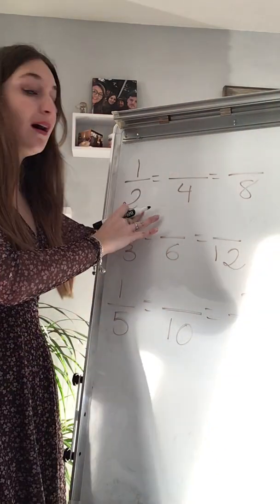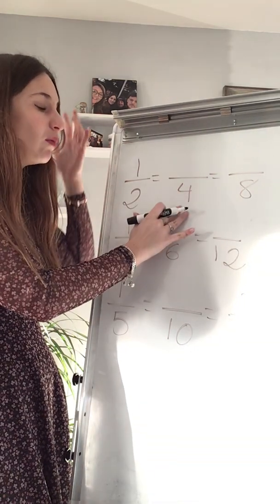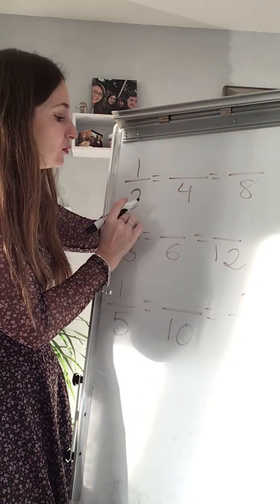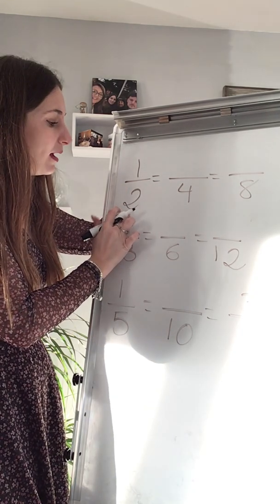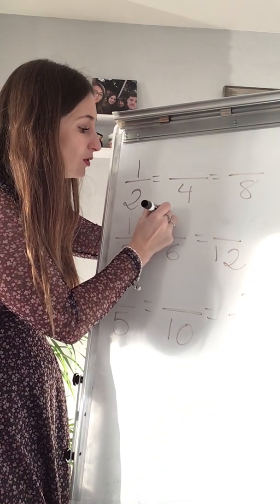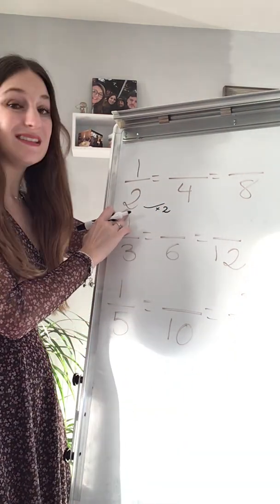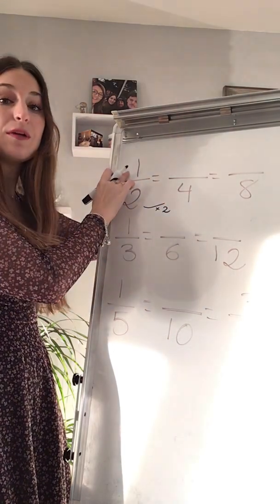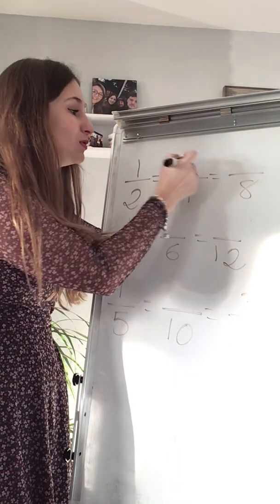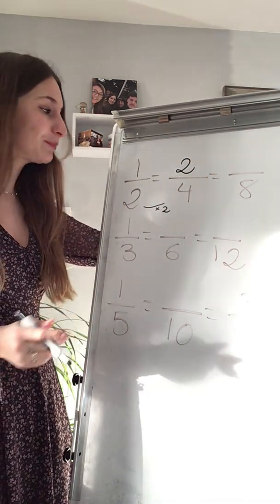You have 1/2 is equivalent to something quarters. So I know that my denominator 2 has been multiplied by 2 to make that quarter there, yeah? Because 2 times 2 is 4, now I need to multiply my numerator. 1 times 2 is 2. So you should have 2 quarters.